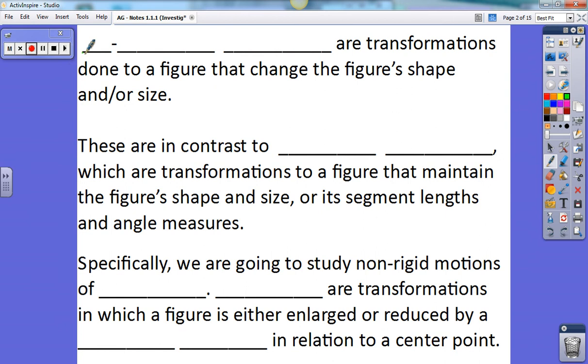Alright, so right here we have non-rigid motions. We just talked about this. Non-rigid motions are transformations that change the figure's shape and or size, mostly the size. These are in contrast to rigid motions, which I just mentioned, that would maintain that shape and size. So those ones that we looked at back in Unit 5 are translations, rotations, and reflections.